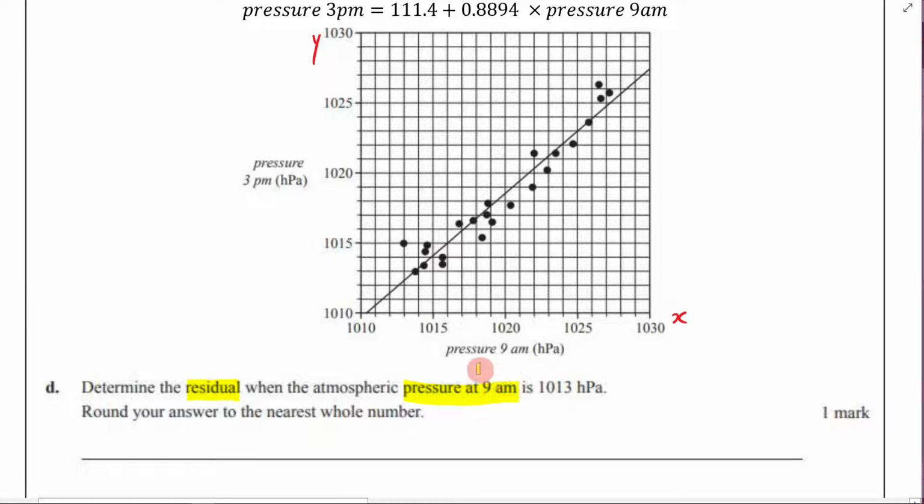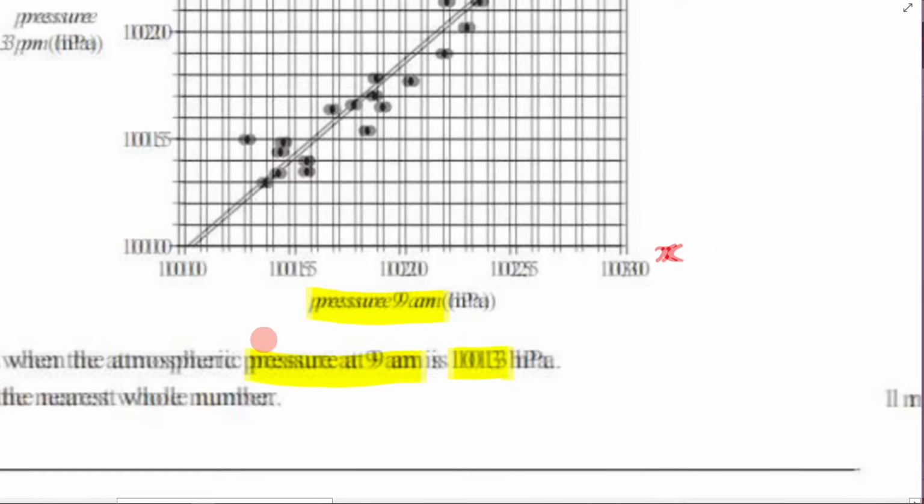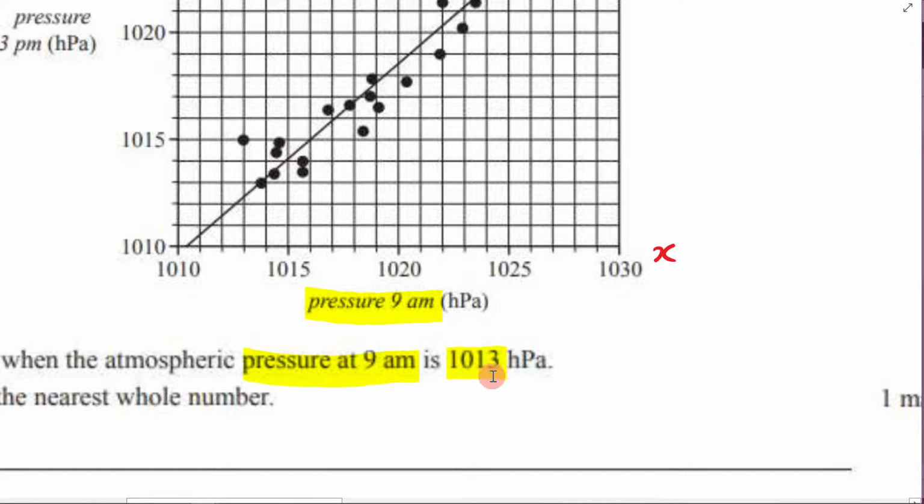Okay, part D says, determine the residual when the atmospheric pressure at 9 a.m., so that is our x-axis, is 1013. So what we're doing here is we're coming to our x-axis and we're looking for 1013. That is going to be right here because this is 1015. So we're just going to go back from that because this is also 1010. So as you can see, 1, 2, 3, 4, 5, just 2 back to get where I need to go.